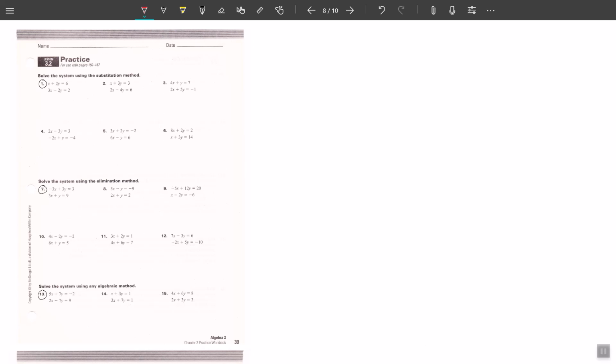Lesson 3.2 had us working with systems of equations. So chapter 3 starts into systems of equations. Again, that means that you have more than one equation and that you're trying to either find the solution for, or you're trying to see if those two equations share any solutions. So that's what it means to have a system of equations. It's two or more equations. Right now, we're just working with two.